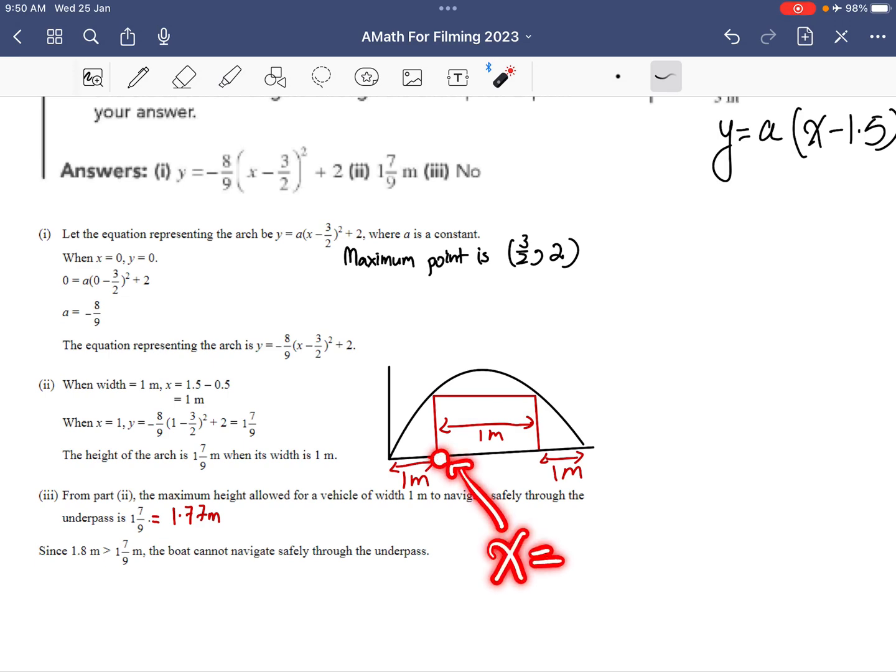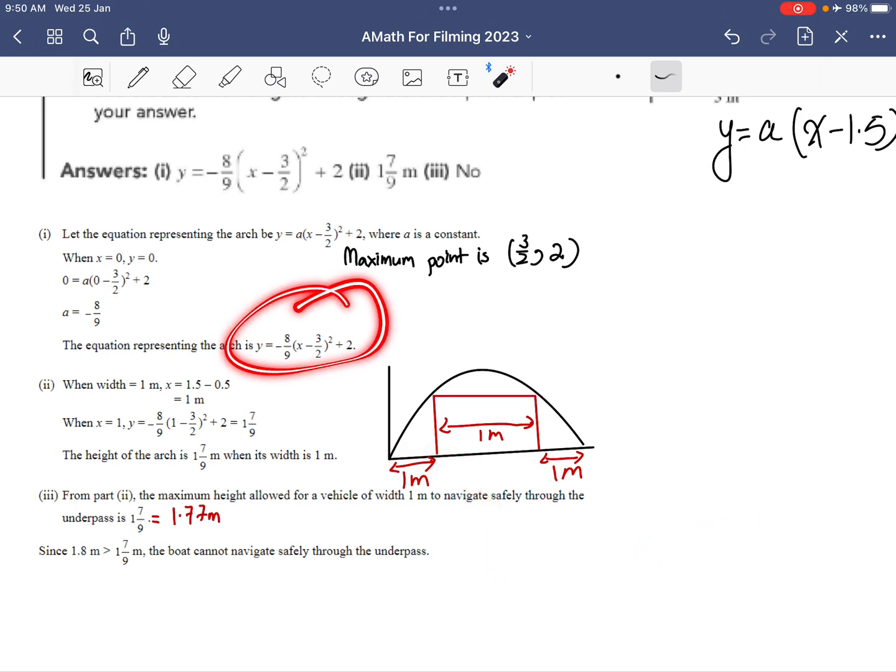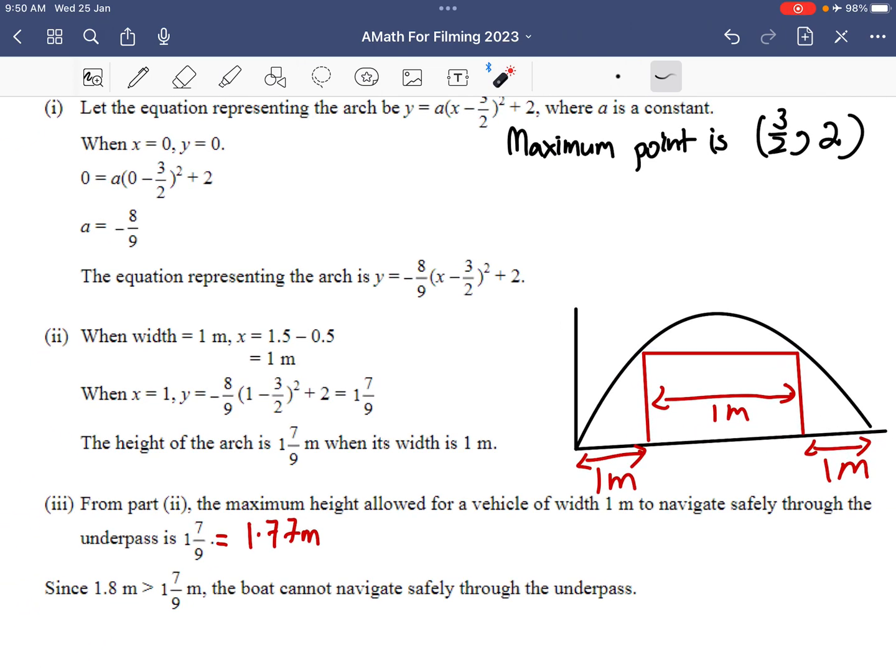So I am trying to find, at this point, when my x value equals 1, what is my y value? So I will substitute it into my equation. When my width is 1 meter, my x value, as I showed earlier, is 1 meter. I substitute this into my equation and find that the height of the arch is 1 and 7 over 9 meters.